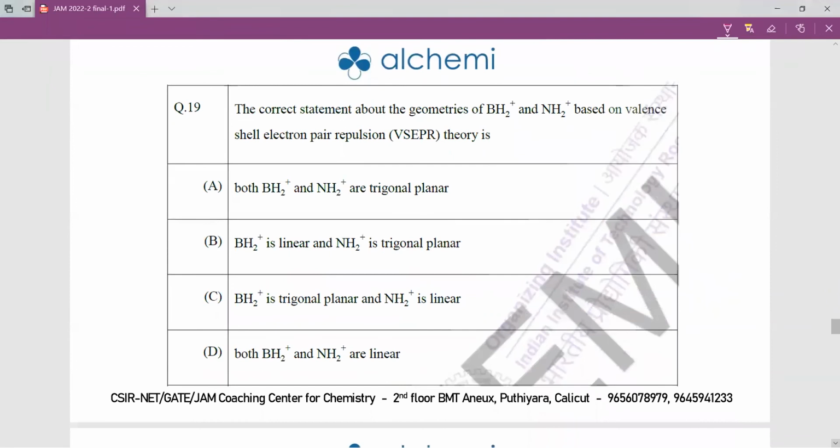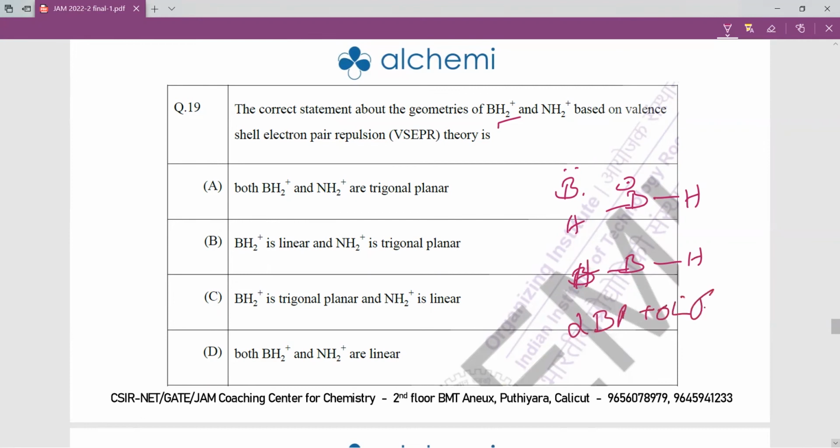Next question. The correct statement about the geometries of BH2 plus and NH2 plus based on the valence shell electron pair repulsion VSEPR theory. Boron has 3 electrons outside, and the electron configuration is like this. Boron will form 2 bonds with 2 hydrogens and there is a remaining electron here, but in this molecule we have a positive charge, so this electron will be missing. So this will be 2 bond pair plus 0 lone pair.